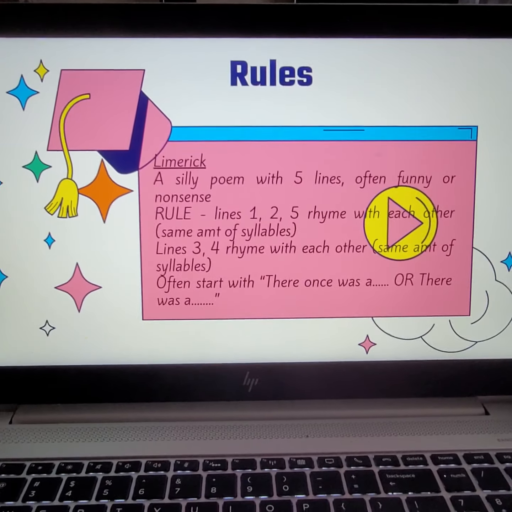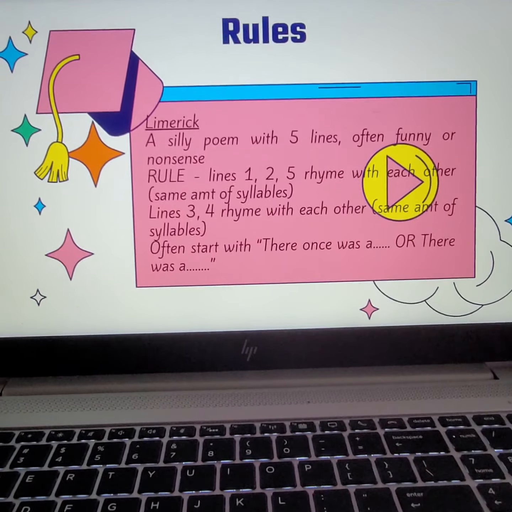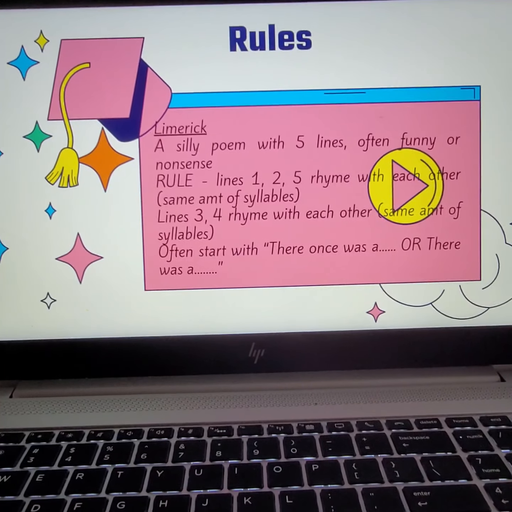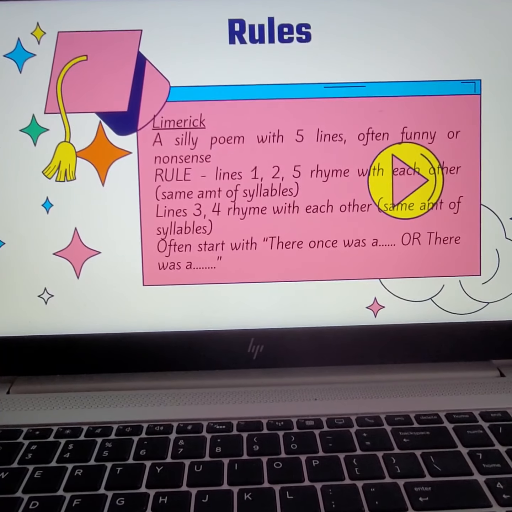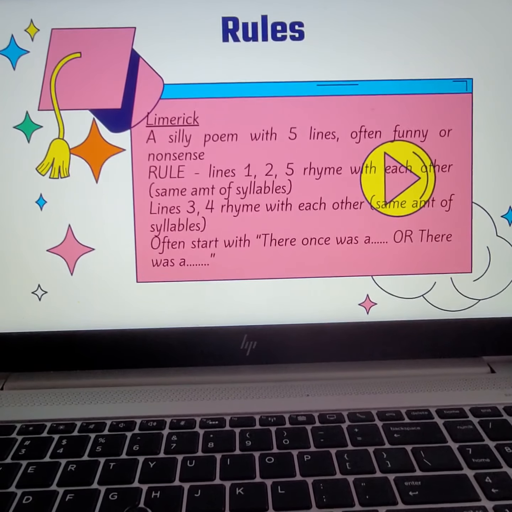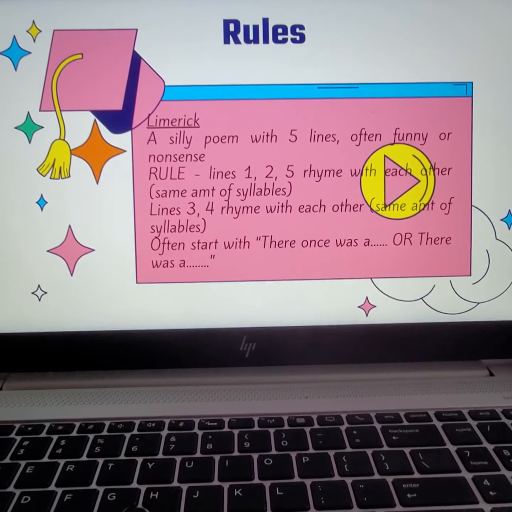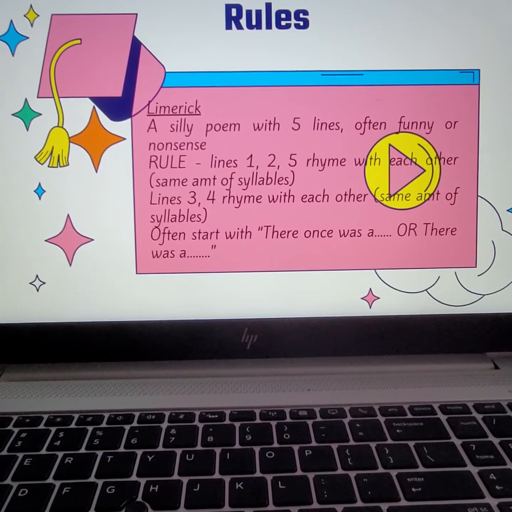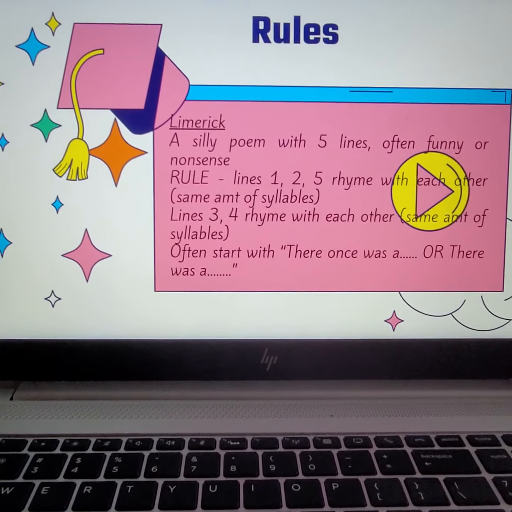Now, all different types of poems have different rules. The rules for a limerick is that it's a silly poem with 5 lines and is often funny or is just like a nonsense poem. So the rules for a limerick is lines 1, 2, and 5 rhyme with each other and they have the same amount of syllables. And lines 3 and 4 rhyme with each other, also with the same amount of syllables. And very often they start with there once was a or there was a. And I have some examples for you.